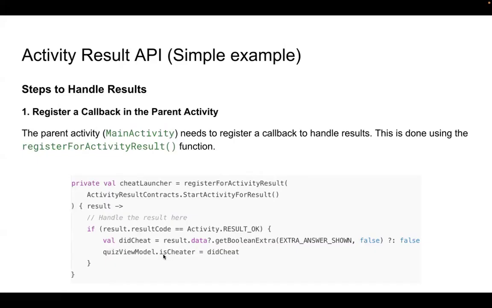In the quiz view model, we know if this person is a cheater or not, and then this didCheat is going to answer that, right? And these are basically just default values. So if we didn't get anything, then we get false, and we have to put this false to protect from null pointer exceptions, right? So we're just doing those things.